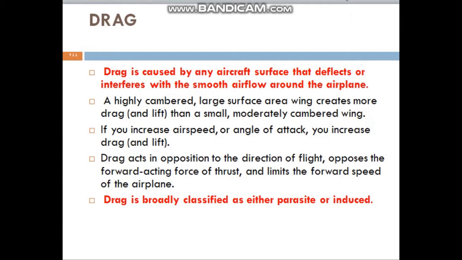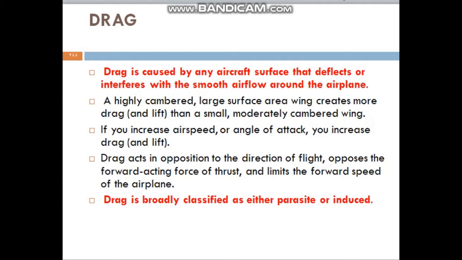A highly cambered, large surface area creates more drag than a small, moderately cambered wing. If you increase airspeed or angle of attack, you increase drag and lift. Drag acts in opposition to the direction of lift, opposes the forward acting force of thrust, and limits the forward speed of the airplane.